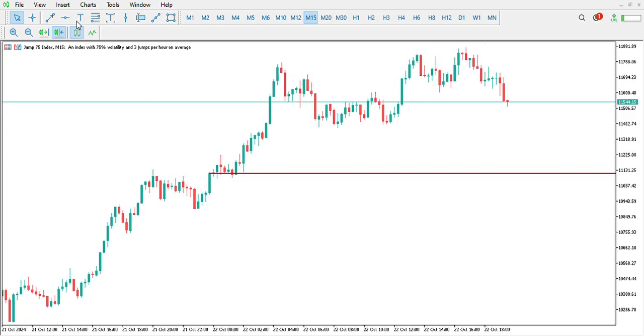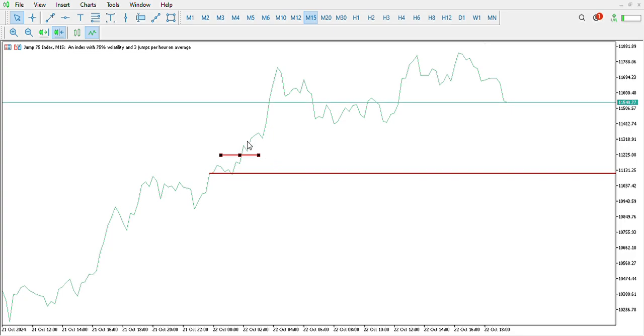What am I seeing here? I'm seeing one. There is a break of structure here. Or if you change to a line graph, now that you can't see the candlesticks, let me change to a line graph. If you change to a line graph, you can see very many consecutive breaks of structure. I can see here.